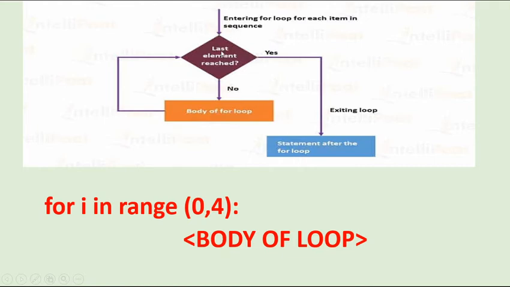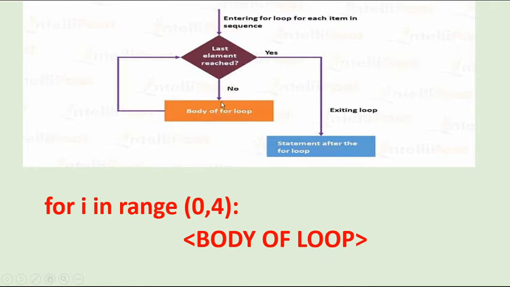So let us see how this flow chart is flowing. Here, entering for loop for each item in sequence. Here, the loop is entering. Then it is checking whether the last element has been reached or not. And what is the last element here? The last element is 4. So, the last element has not been reached. So, the condition is no. So, what will happen? It will go inside the body of the loop. It will turn back. And then again it will check whether it has reached the last element or not.